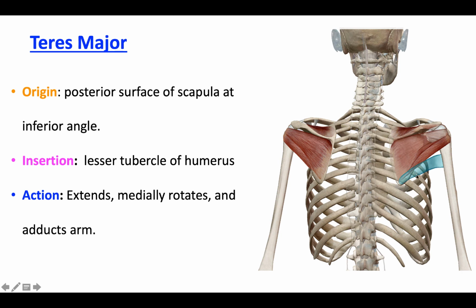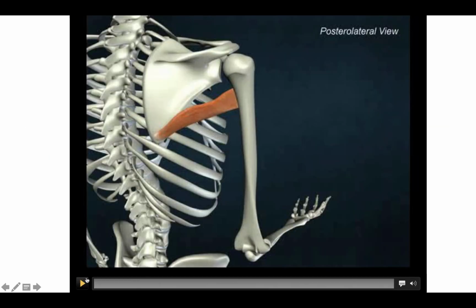So its origin is quite small, actually, in comparison to these guys that lay completely into the fossa, and it's going to insert at the lesser tubercle of the humerus bone. This muscle allows us to extend the arm, medially rotate the arm, and adduct the arm. Let's take a look at that one.